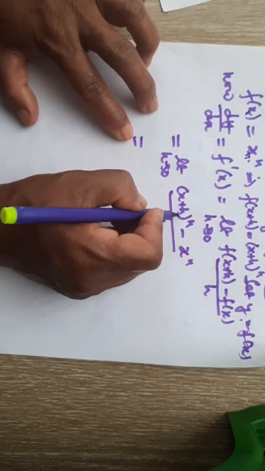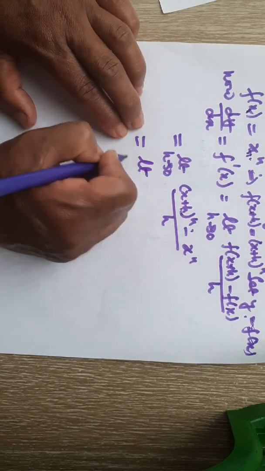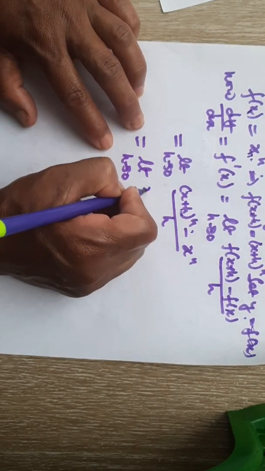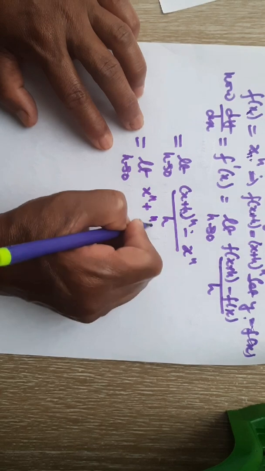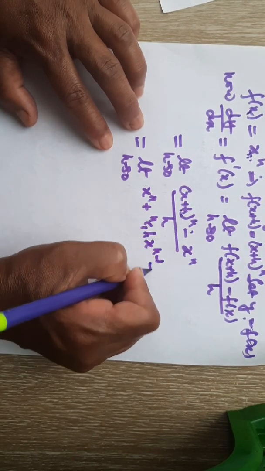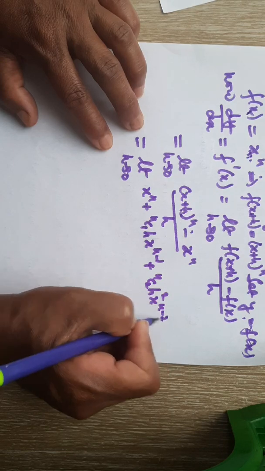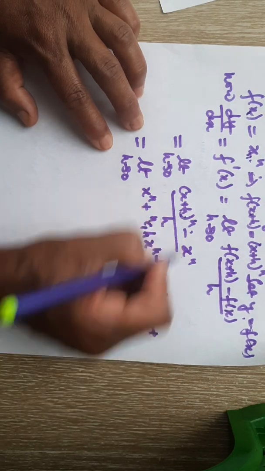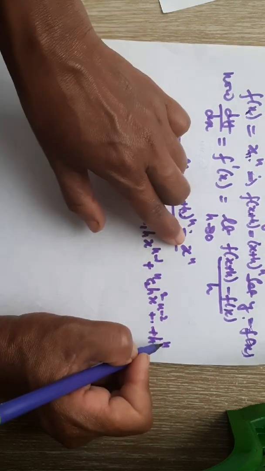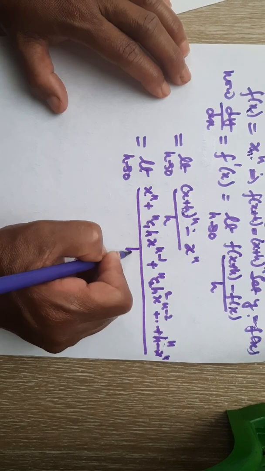Now you expand this one, (x + h)^n, by binomial theorem. It will be limit h tends to 0 of [x^n + nC1 h x^(n-1) + nC2 h^2 x^(n-2) + ..., plus the last term will be h^n, then minus x^n], whole thing divided by h.